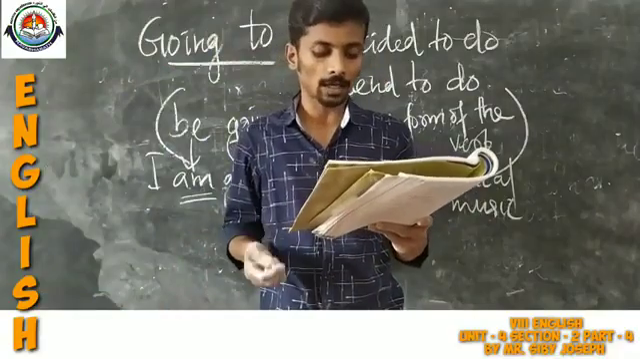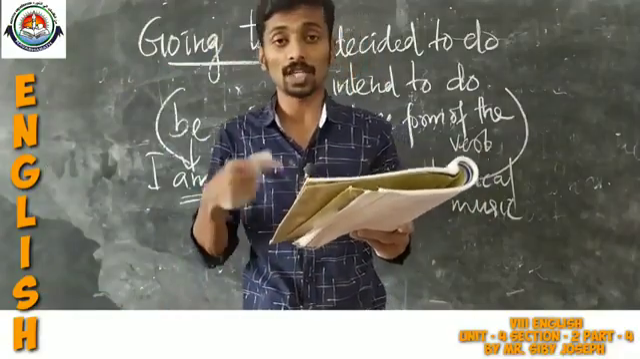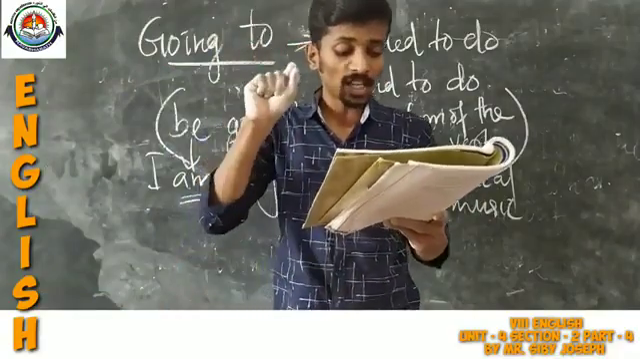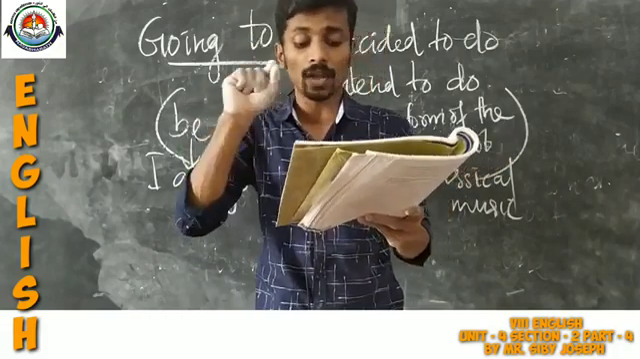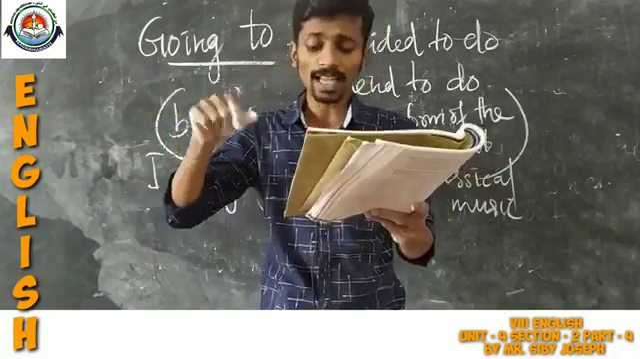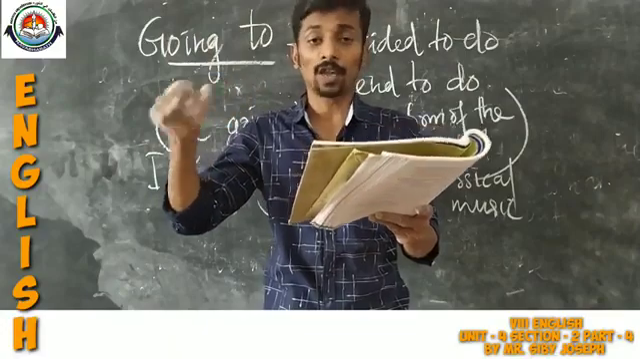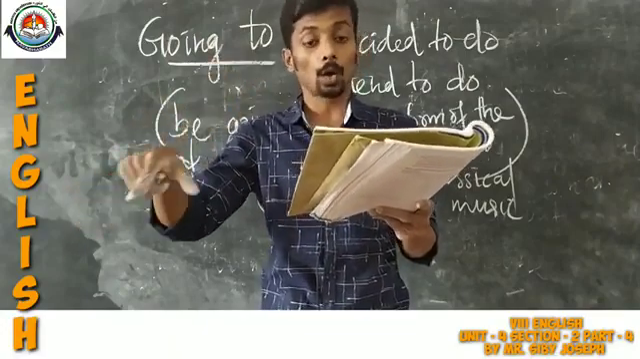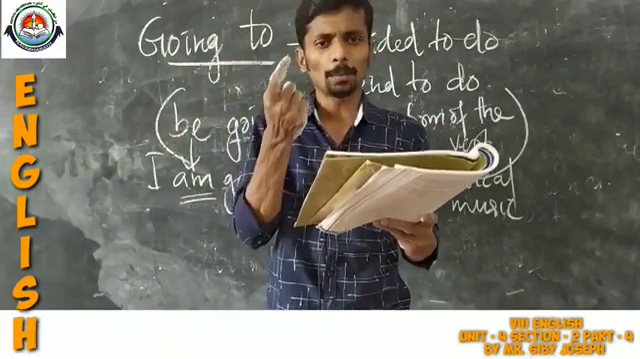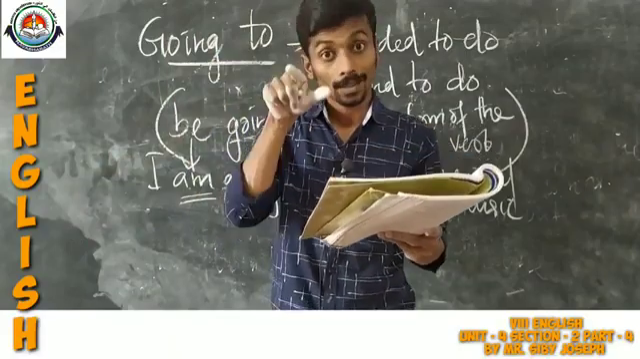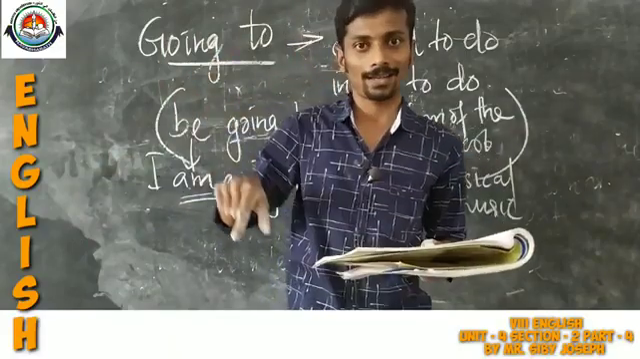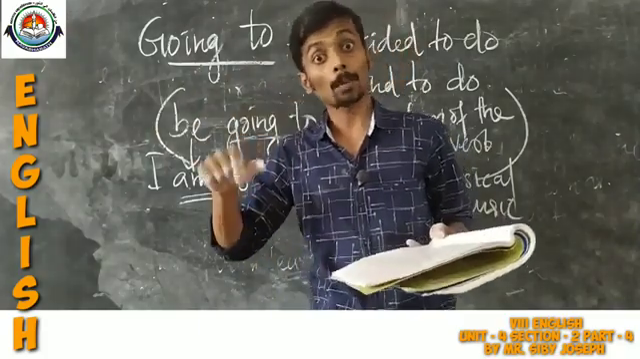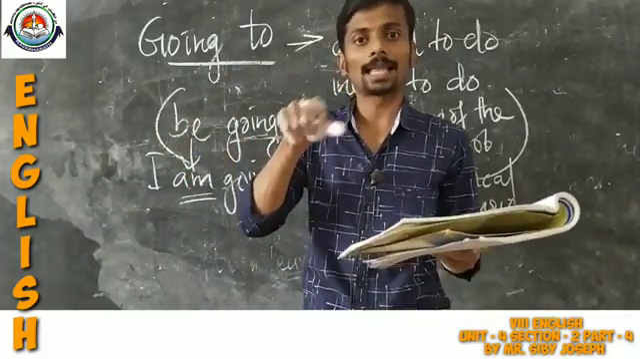Okay. Then going to also has another meaning. Look at the next situation given in your textbook. The visually impaired man can't see where he is going. There is a hole in front of him. I am afraid he is going to fall into the hole. What is actually the meaning of going to there? Likely to happen. That means probability of happening that.